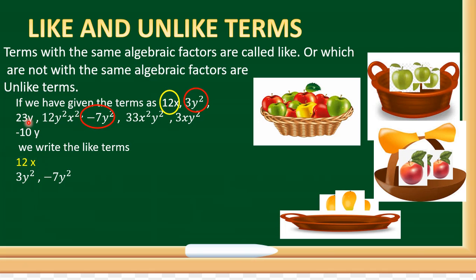Now search for other like terms. Take 23y. Is there any term containing y? Yes, it is minus 10y. So we can say 23y and minus 10y, these two are like terms here.